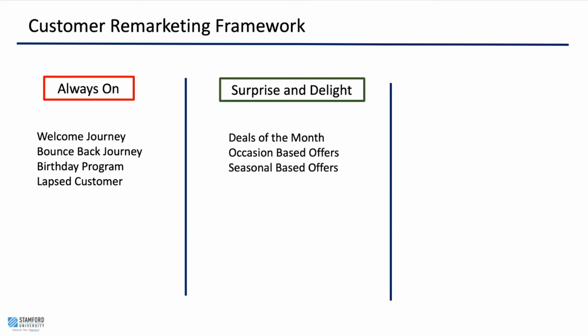The next is the surprise and delight strategy. This is what most companies do. It's a monthly email or an SMS with their deals of the month, special promotion based on a specific occasion, like let's say Songkran Water Festival or Mother's Day. Surprise and delight.